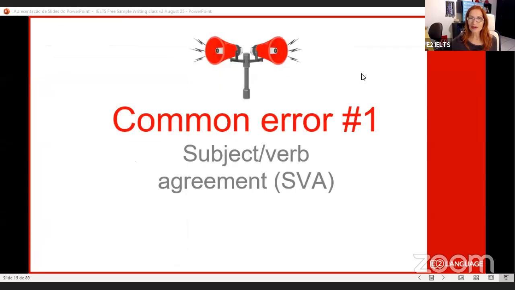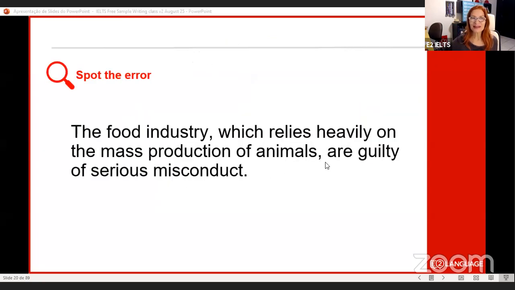Okay, here we go. Common error number 1. We're starting now our little challenge. So get ready, set, buckle up, and let's go. So the focus in this class today is grammar. So spot the error. Here we go. See if you can spot the error.